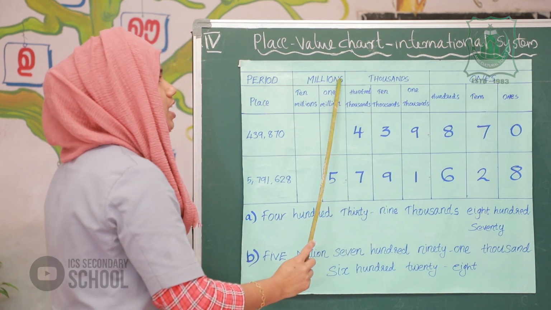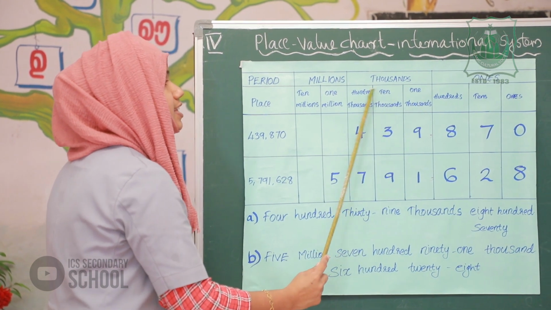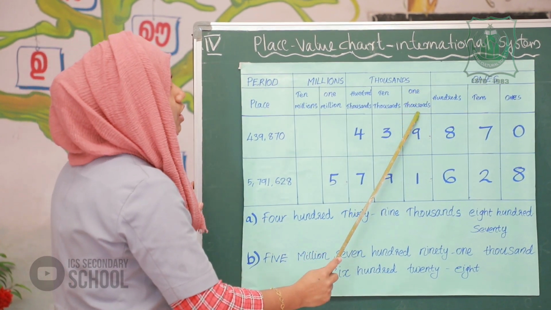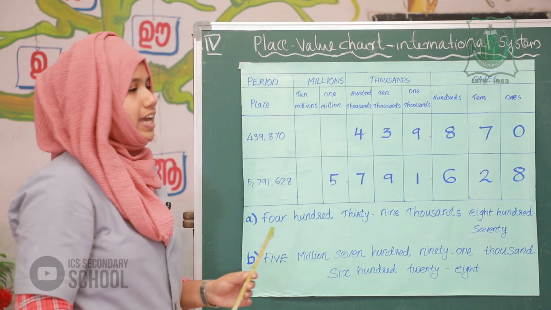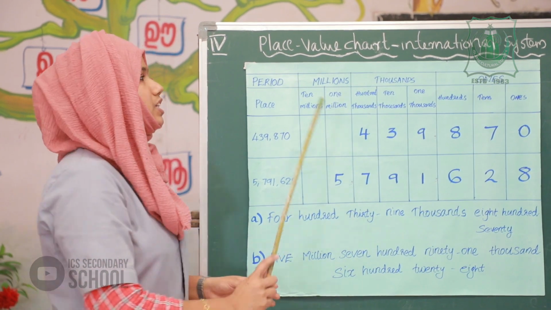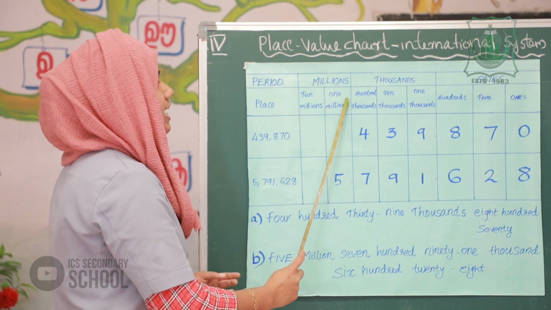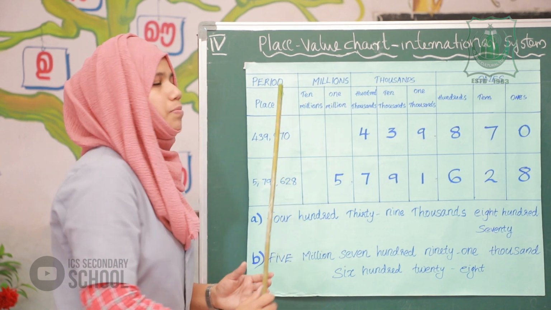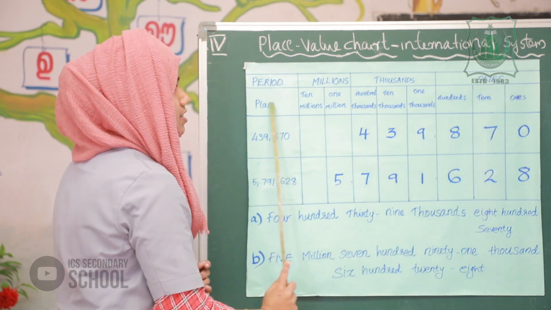Okay. The second one is the thousands period. It is again divided into 3 sub columns. How many sub columns? 3 sub columns, and they are 1000, 10,000, 100,000. And the third period is millions. The millions period is divided into 2 sub columns, that is 1 million and 10 million. These are the periods and these are the places.